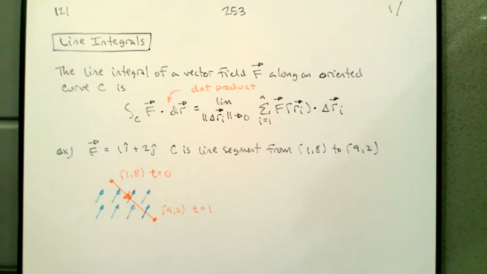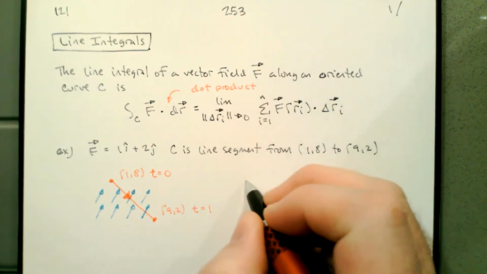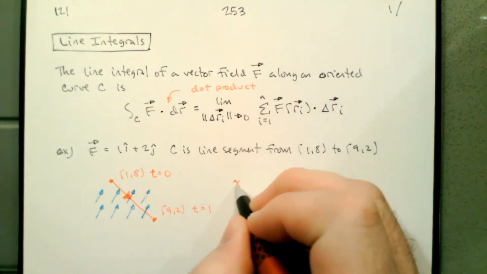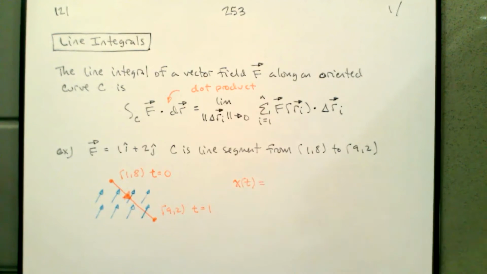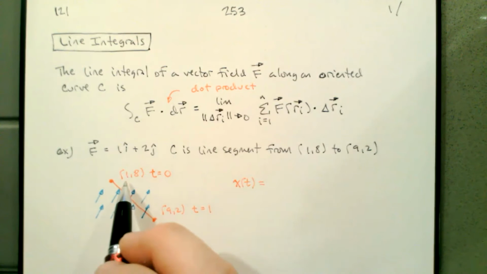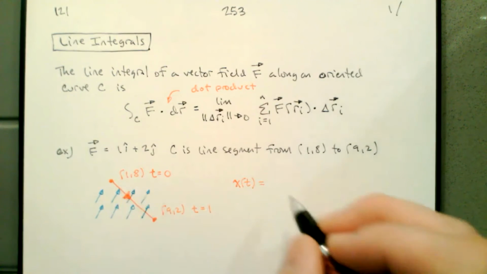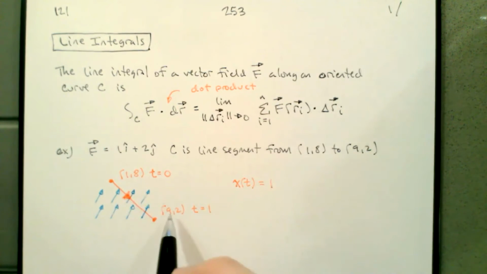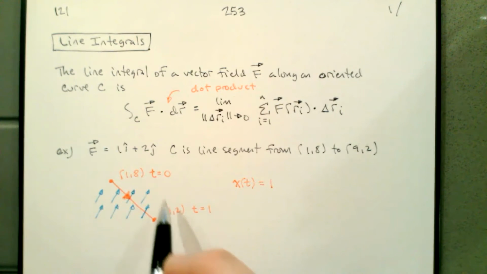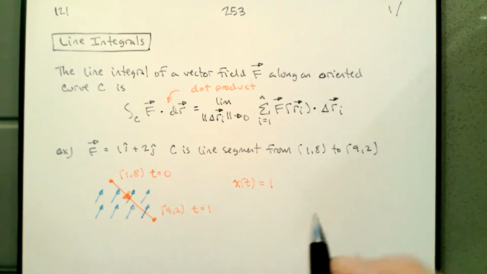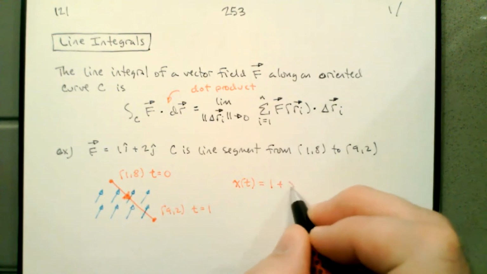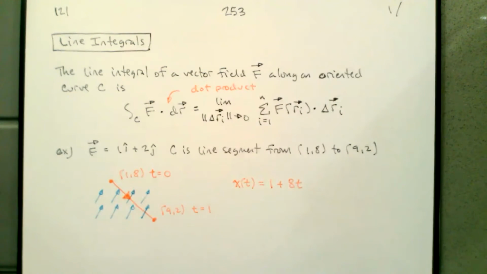So we need to parameterize this curve. And so I need a function x of t. So x of t is going to start off at 1. X of t starts off at 1. And it's going to increase by 8 as t increases by 1. So I'm going to say plus 8 times t. So this 8 is 9 minus 1 over 1 minus 0. This is delta x over delta t.